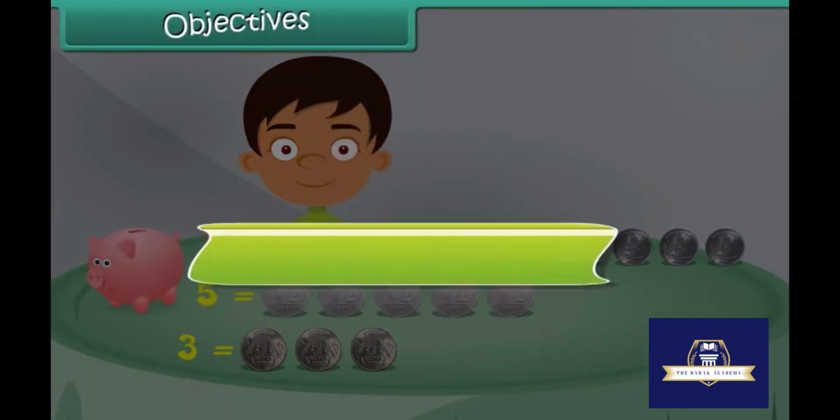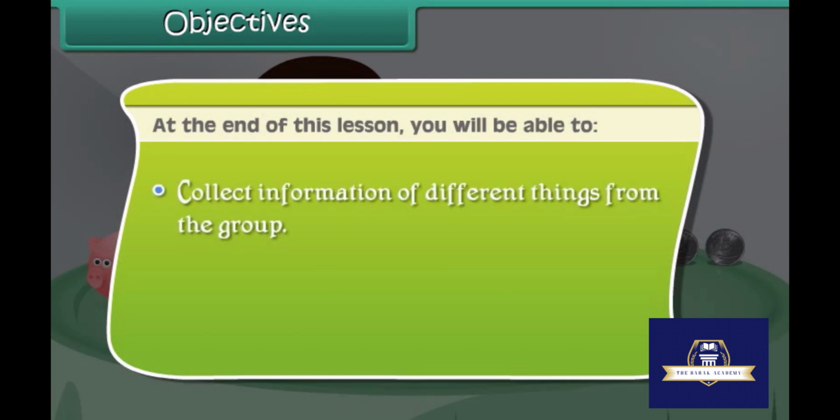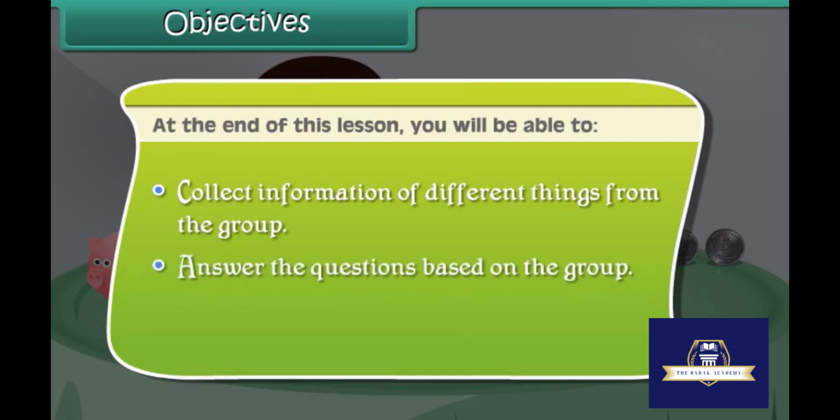Objectives. At the end of this lesson, you will be able to collect information of different things from the group. Answer the questions based on the group.